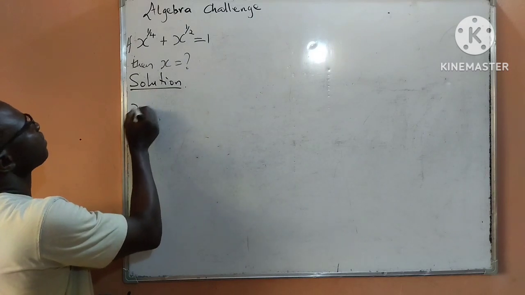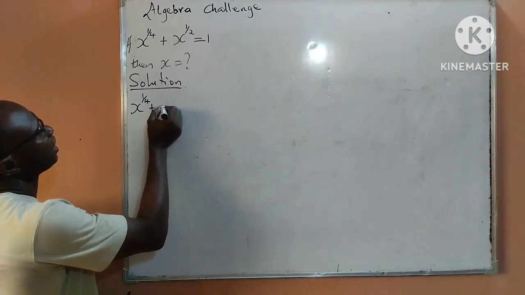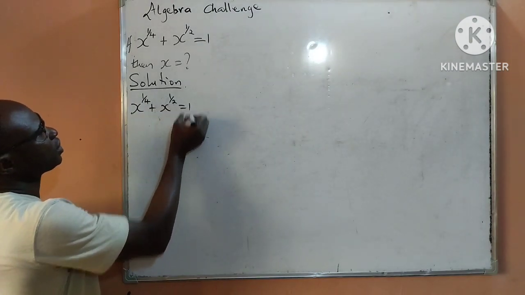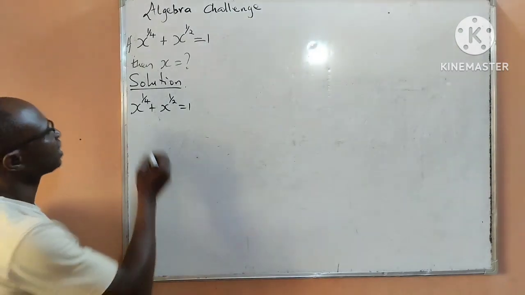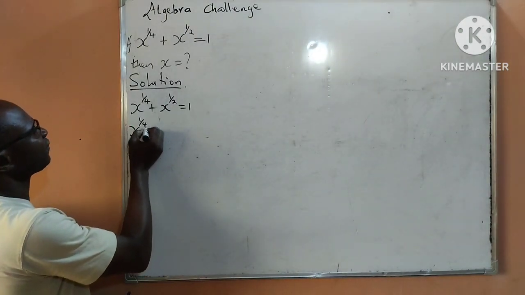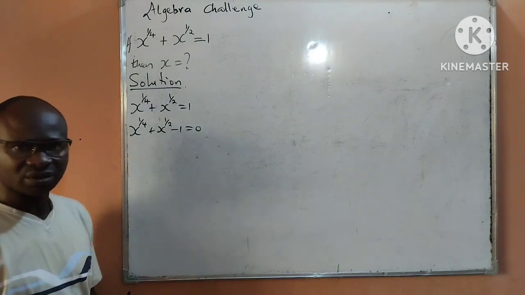You see, the given question is x raised to the power 1 over 4 plus x raised to the power 1 over 2 equal to 1. To start with, I move 1 from the right to the left, and that becomes x raised to the power 1 over 4 plus x raised to the power 1 over 2 minus 1 equal to 0.